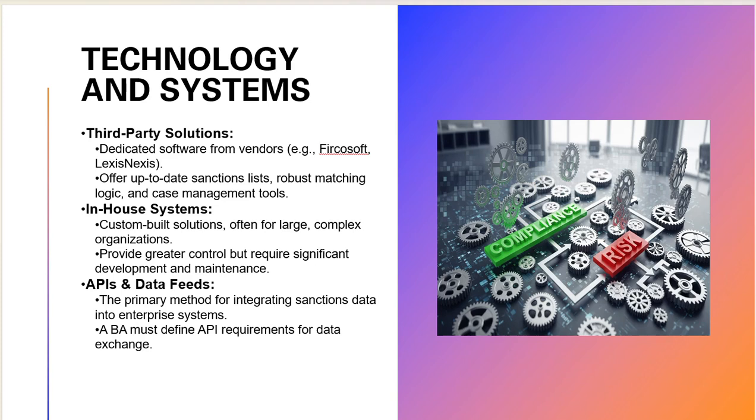The primary method of integrating the sanction data into the enterprise system. So how they do that, the related requirement the business analyst should gather. It is using the ETL technique, extraction, transformation, and load, or the API, and the BA must define the API requirement and data exchange, how the data will be exchanged. So what are the fields in the system, or the technology or system content, and the core banking system content, and how these transactions will be done.